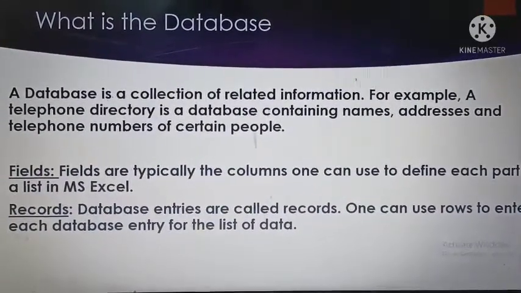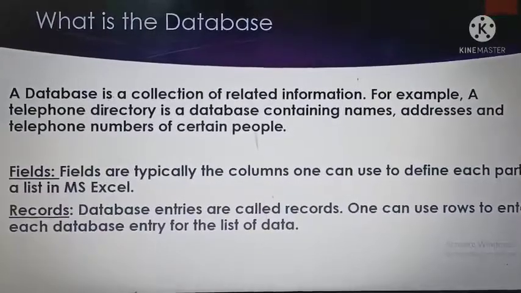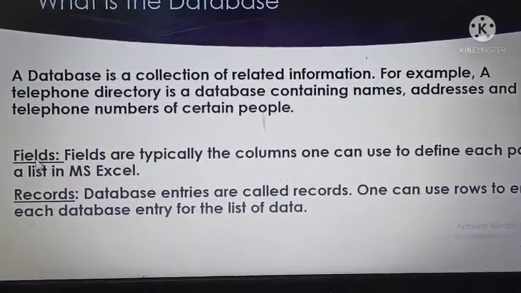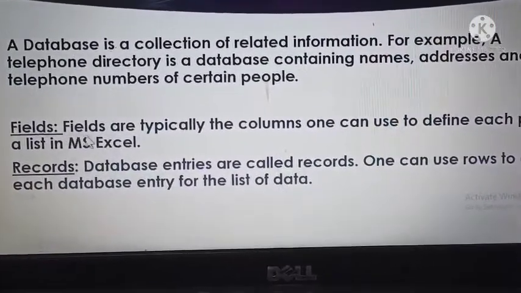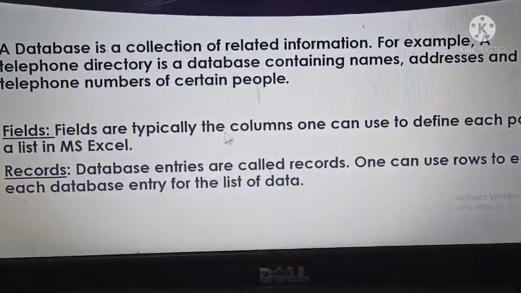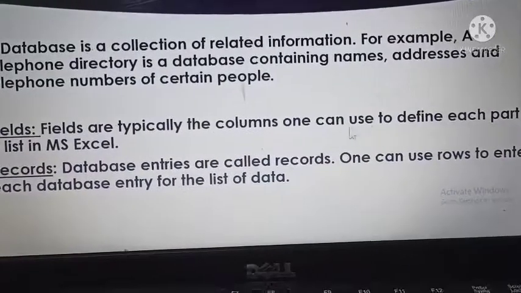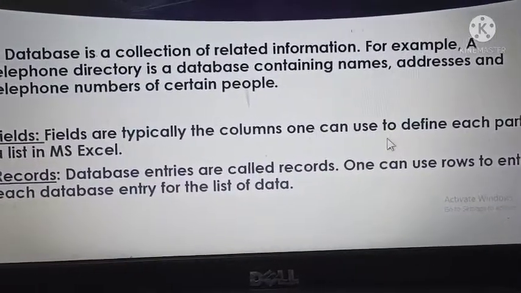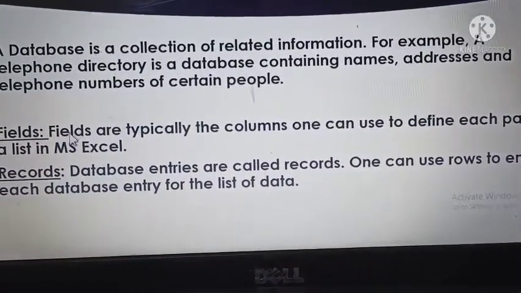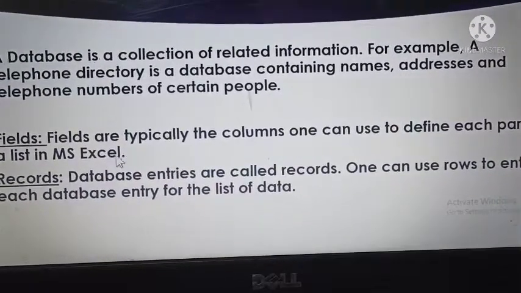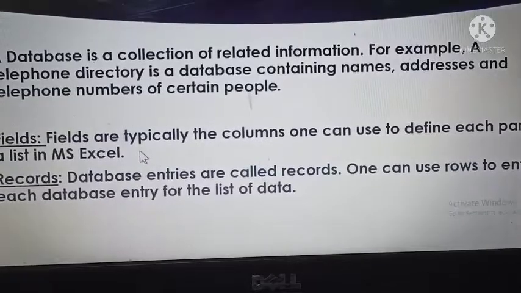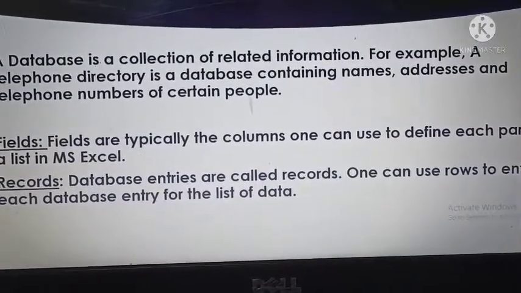A database file mainly consists of the following components. First component is a field. Fields are typically the columns one can use to define each part of a list in MS Excel. Normally, the column is also known as a field in Excel.